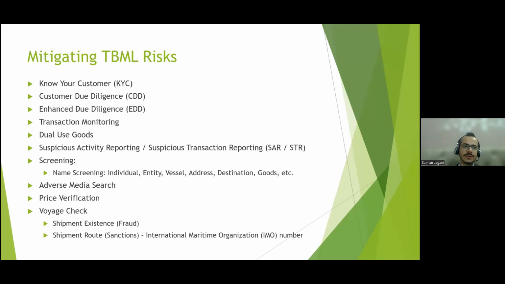And in order to identify the shipping route, which would be to avoid sanctions, or the shipment existence, if that vessel or ship does exist, to avoid fraud, there is the Lloyd's intelligence report, where you have to subscribe, or there is a particular amount of money for every report you generate from them. You can have quite a long history of where the vessel has been, or how many sanctioned countries it had been stopped or docked at.